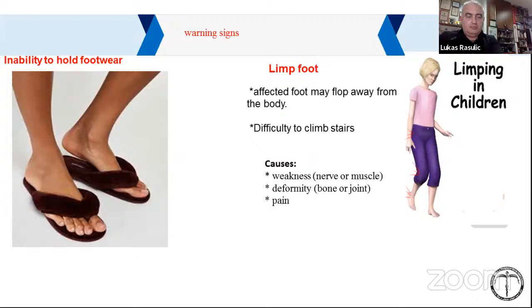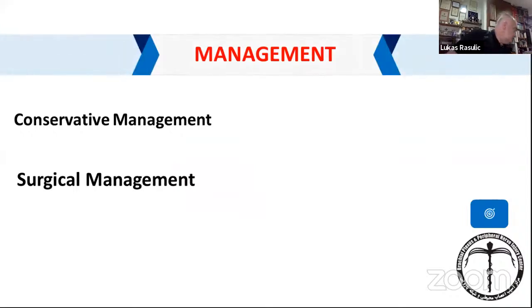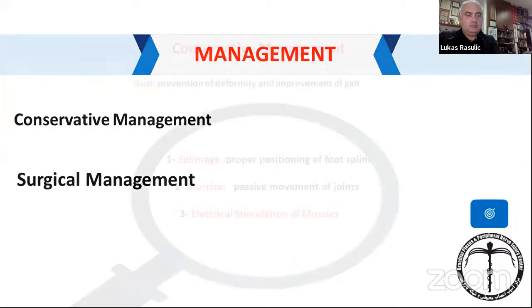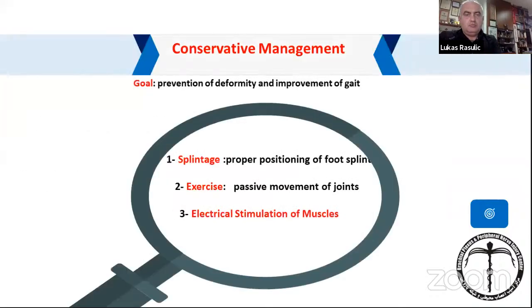There are other causes of the limp: weakness, deformity, and also pain. And about the management, there are two types: conservative management or surgical management. In conservative management, the goal is to prevent the deformity and improve the gait through splintage, exercise, and electrical stimulation of the muscle.